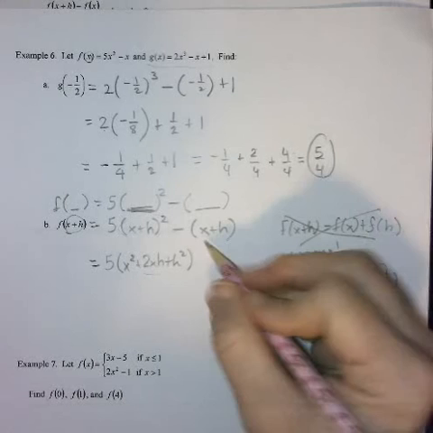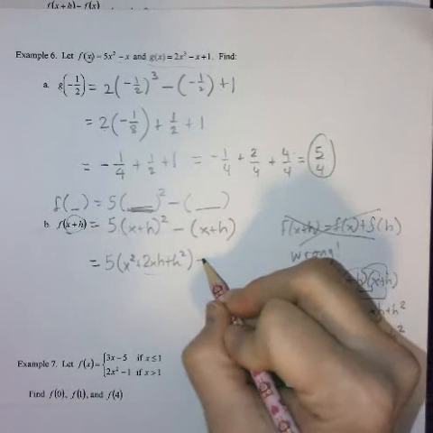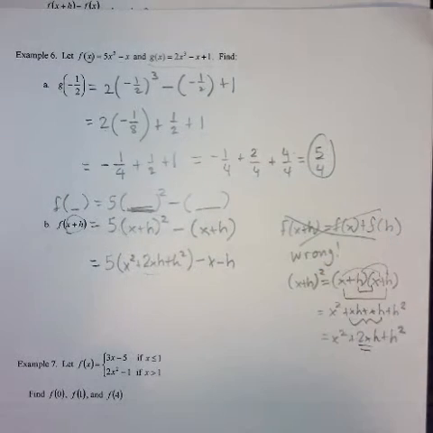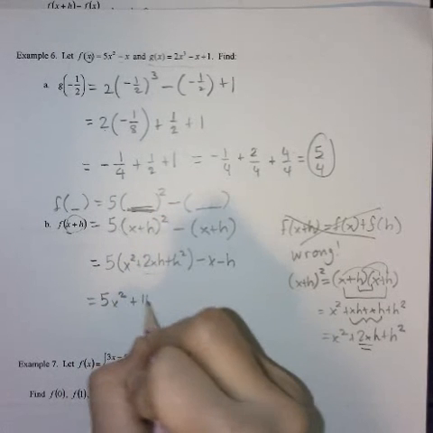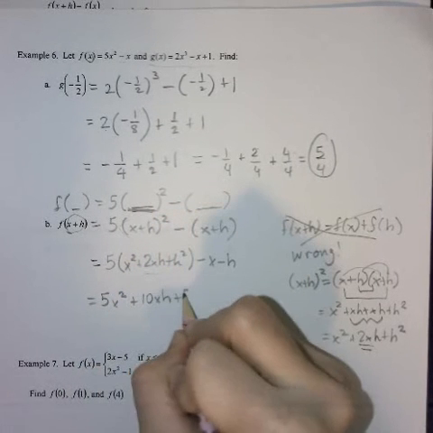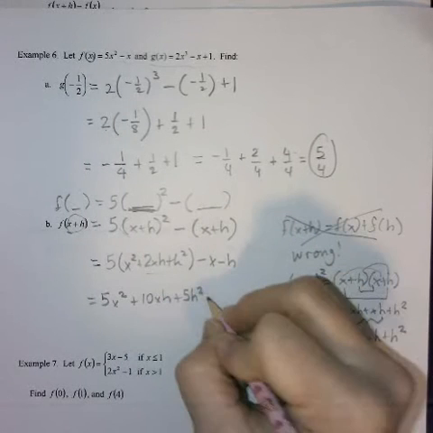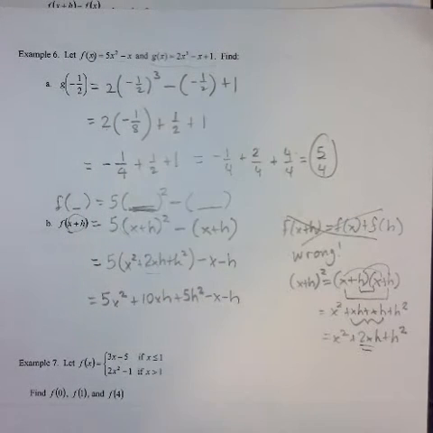All right, and then distribute the sign here, minus x minus h. Now we're almost done. 5x squared plus 10xh plus 5h squared minus x minus h. Because there's no like terms, that's it. That's our final answer.